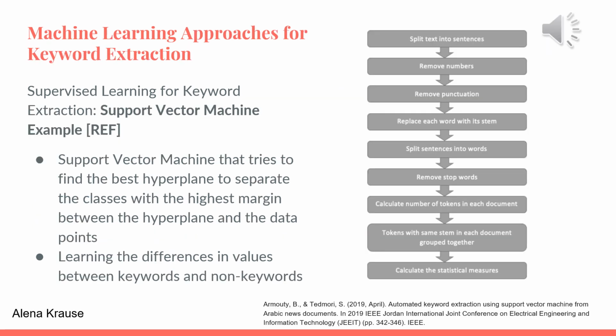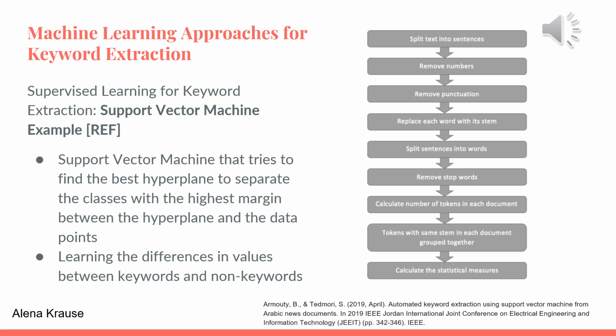In this paper, a supervised learning technique that uses statistical features and support vector machine classifier was implemented and applied to extract the keywords from Arabic news documents. Recall that the support vector machine tries to find the best hyperplane to separate classes with the highest margin between the hyperplane and the data points.